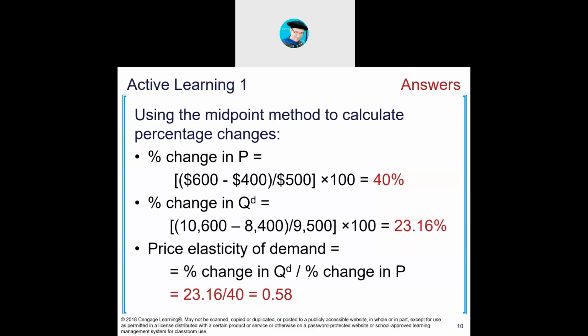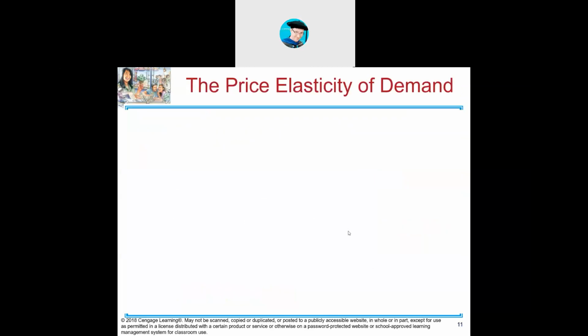That's right. So percent change in quantity: 10,600 minus 8,400 divided by midpoint 9,500 times 100 is 23.16. 23.16 divided by 40 is 0.58. 0.58 would be our price elasticity.